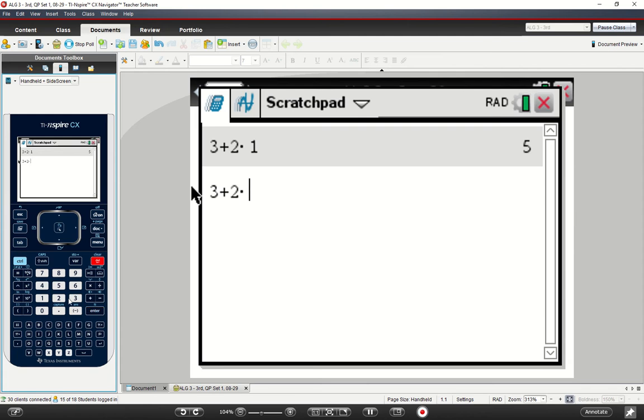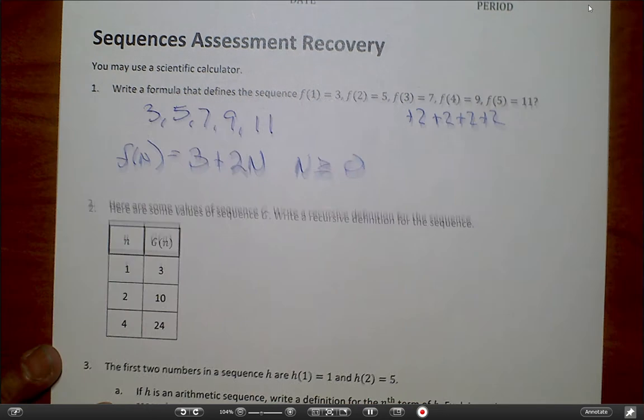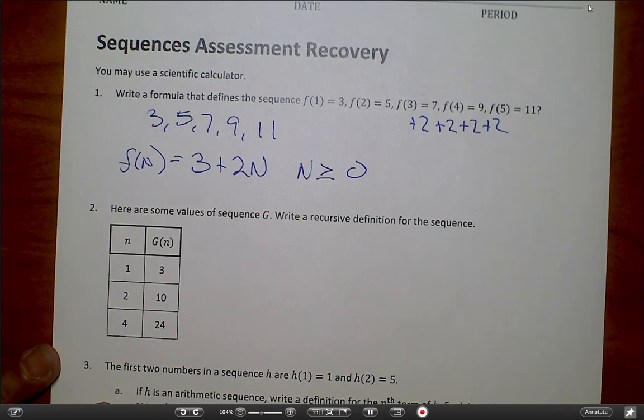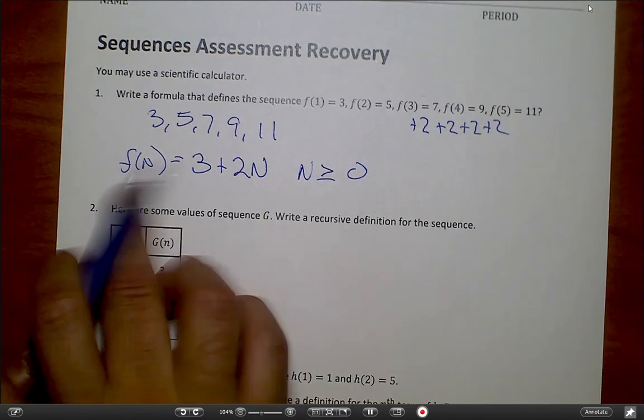Plus 2 times, now, what do we say for n? Let's try 1. Is that my first term? My first term has to be 3. So is 1 the right term? Say no. No. So let's try again with n being 0. Does that give me my first term? It does give me the first term. So I'm going to say that n has to be greater than or equal to 0. If I keep doing that, that's where I'm going to get my values, because this is not a recursive sequence.